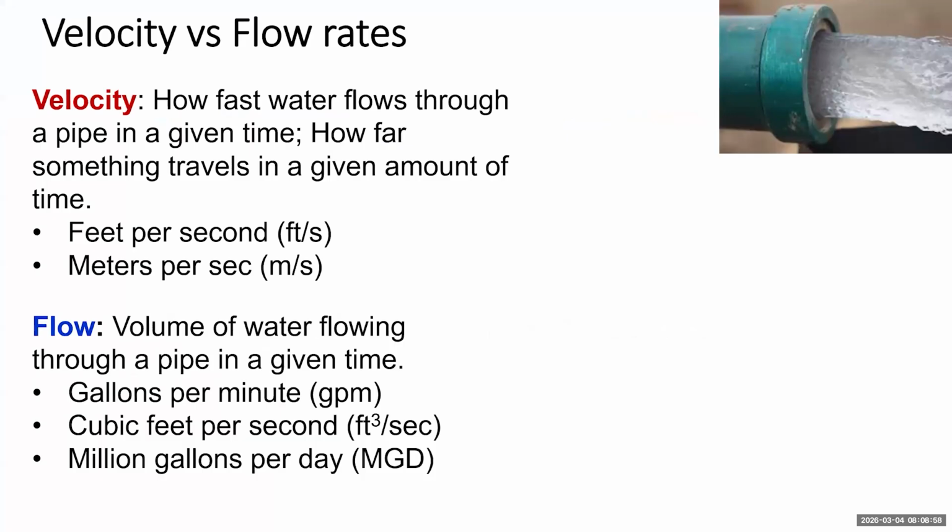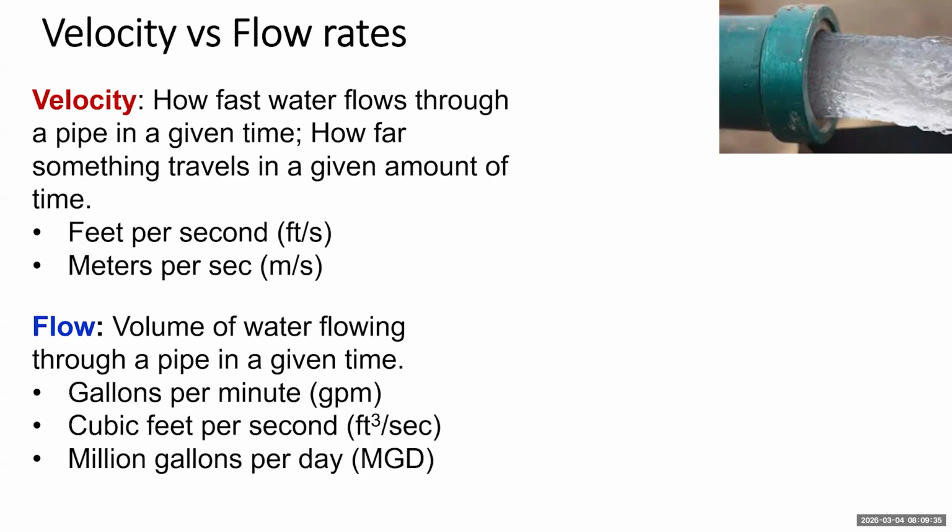Well, velocity is talking about how fast the water flows through a pipe in a given amount of time. So how far something travels in a given amount of time. So feet per second, meters per second. That's a speed, right? Miles per hour. That's the same type of concept as feet per second. So velocity units are feet per second, meters per second, miles per hour, although we don't usually measure water flow in miles per hour. So those are velocity terms.